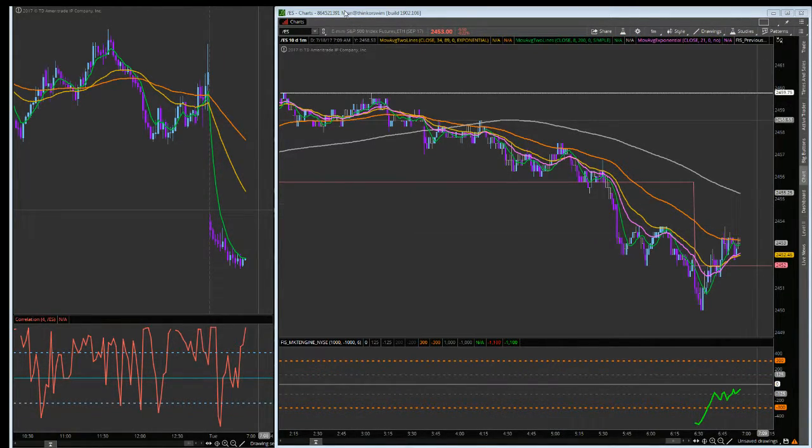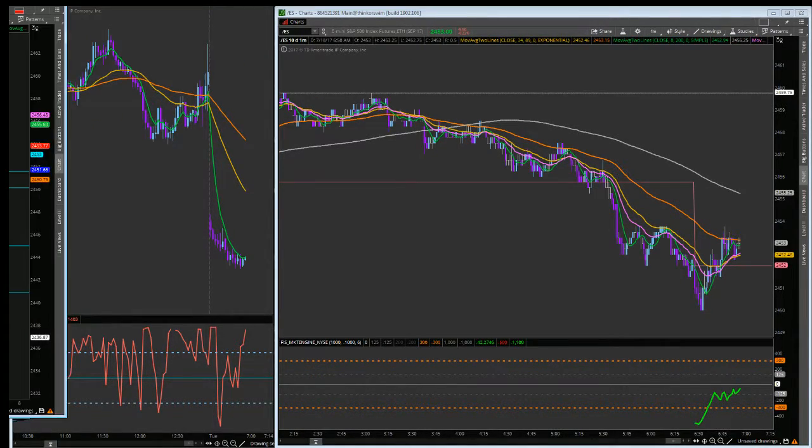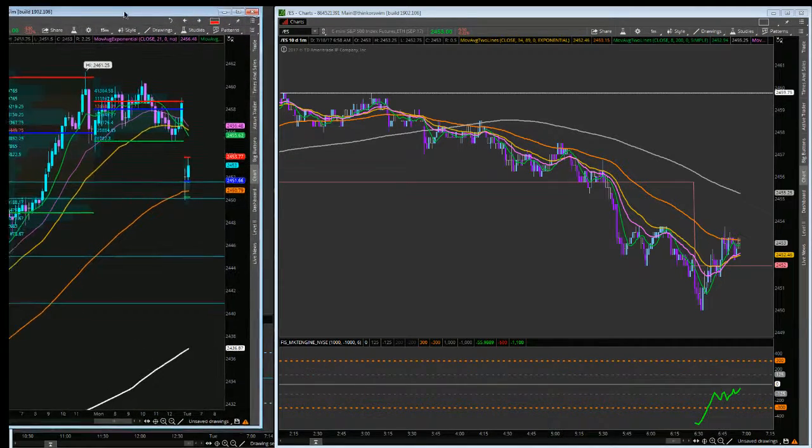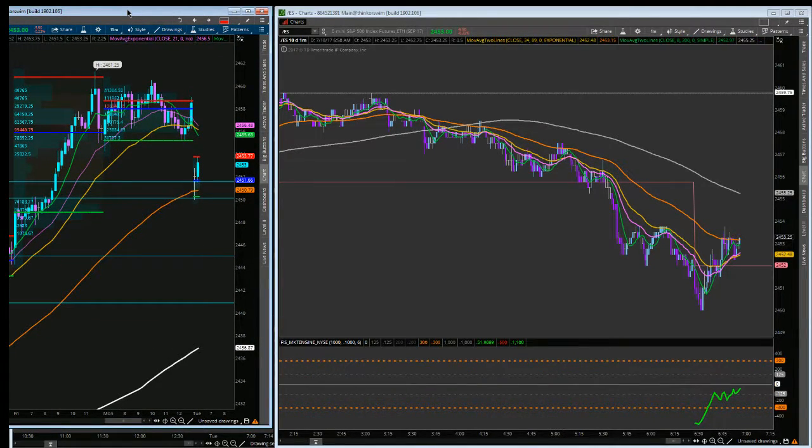Might go test the bottom of the range from yesterday. So the bottom of the range from yesterday, let me just pull that down here. This is on the E-minis. Yesterday the bottom of the range was at 55.25. That was the bottom of the range yesterday. So this is a 15-minute chart. Bottom of the range. Here we are.